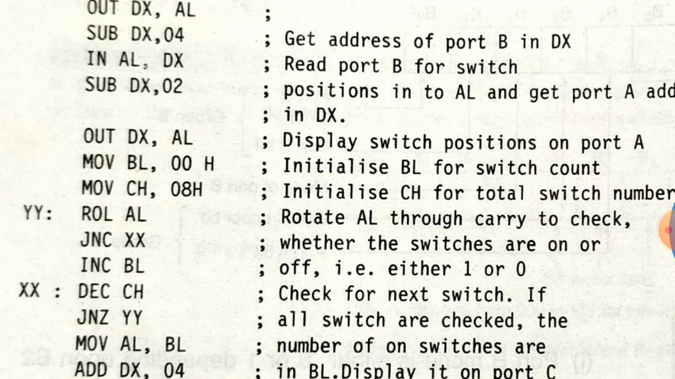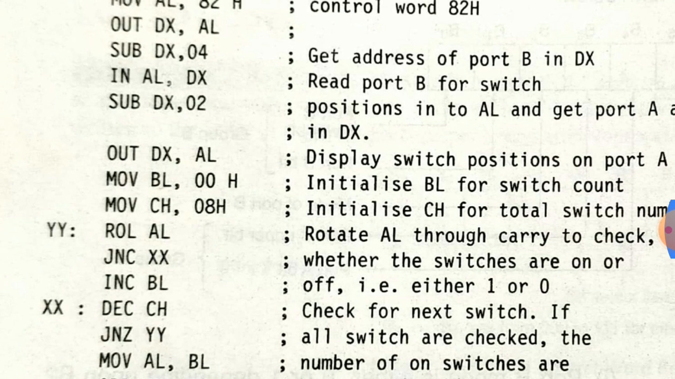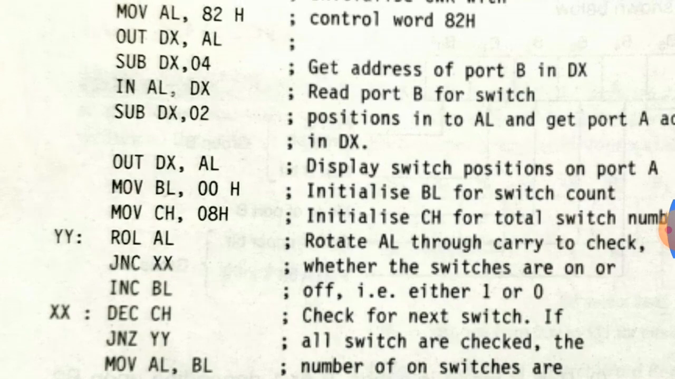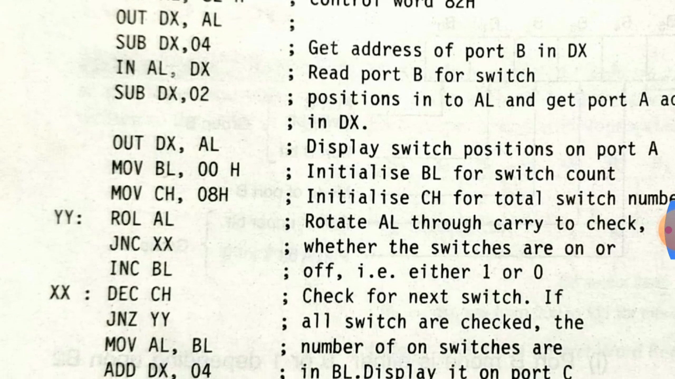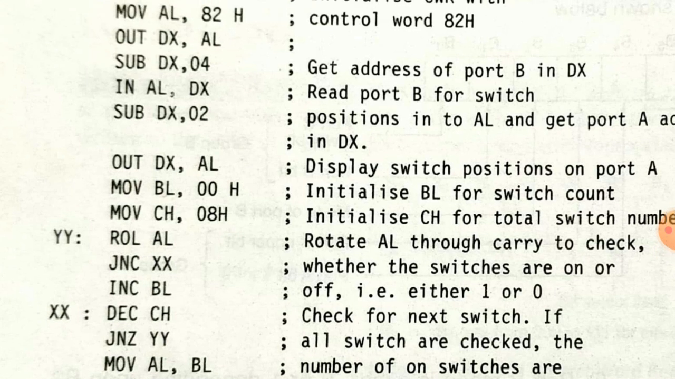And see the next instruction. With this out dx comma AL, the first task is completed. What is our first task? You have to sense the switches information, and that information is required to be displayed on where? Port A LEDs. That is the first task completed. Now it is required to complete the second task. The second task is what?